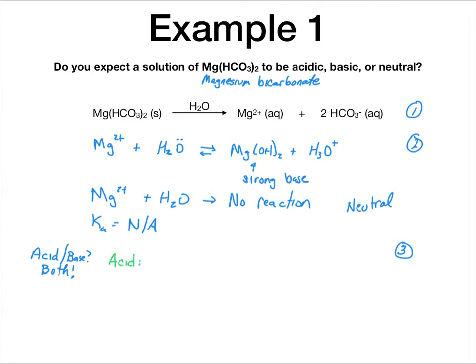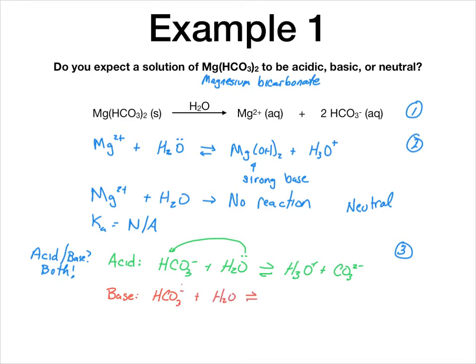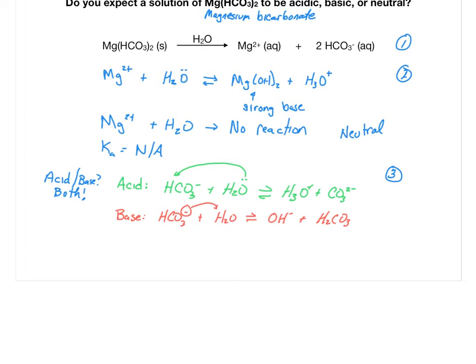As our acid reaction, HCO3- plus water behaves as an acid. So the base takes the proton, forming an equilibrium with H3O+ and CO3 2-. And we also have the base reaction, HCO3- plus water. This negative charge takes the proton, giving us OH- plus H2CO3. So now we have a species that is behaving as both an acid and a base.